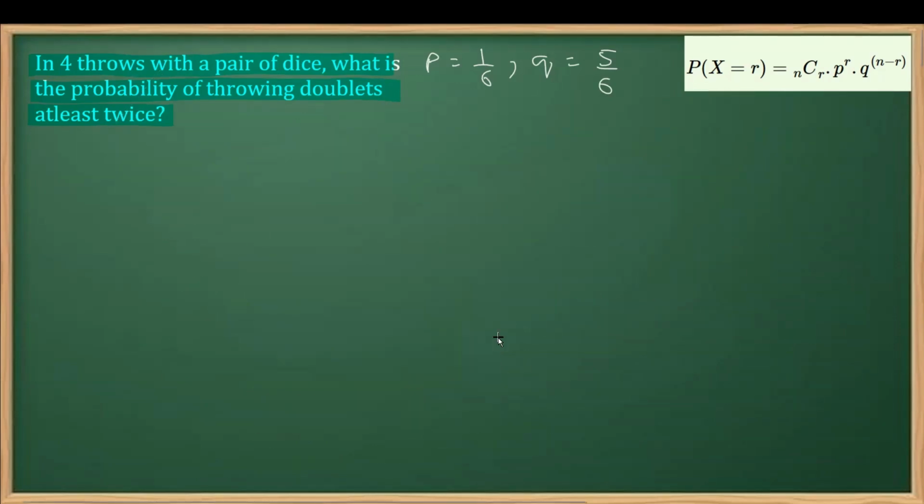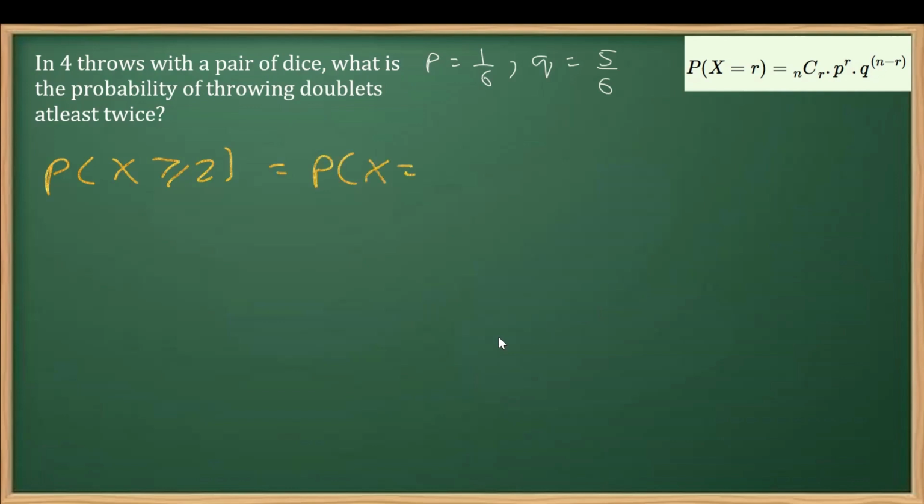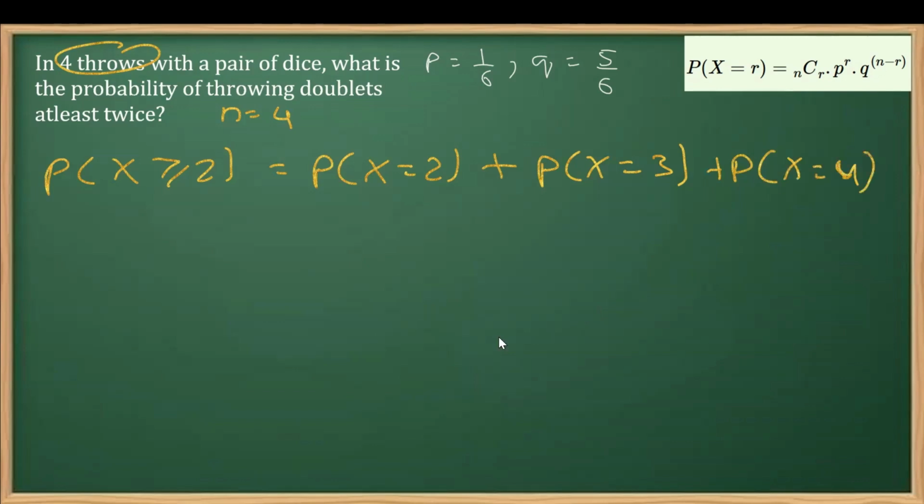So if you read it again, it says X is at least 2. So at least 2 stands for P(X greater than or equal to 2). This is P(X equals 2). Greater than 2 is X equals 3. We have to first write down n here, that I forgot to write. N is 4 here, so this is P(X equals 3), and we can go up to P(X equals 4) here. Now we are going to use this formula to calculate it.